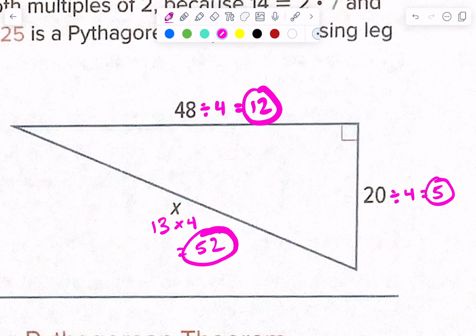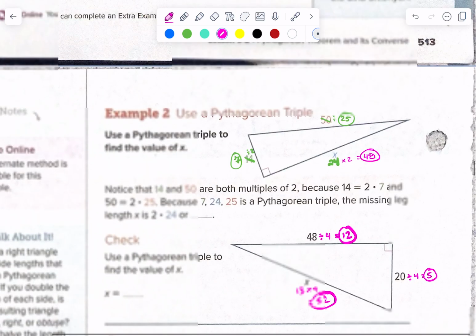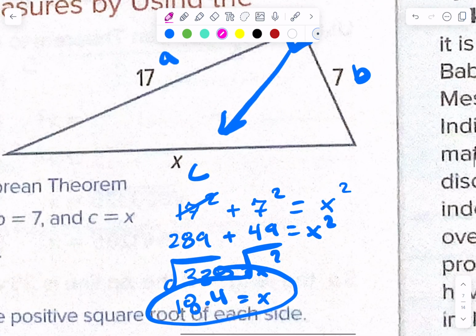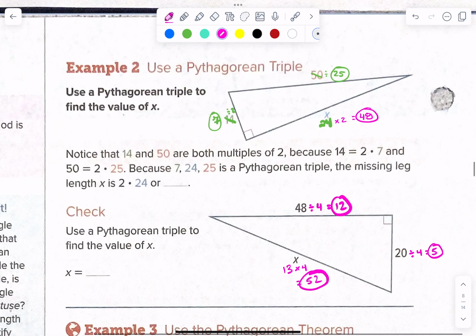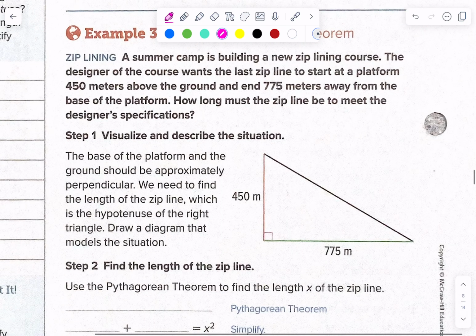Does that make sense? Knowing those makes it go really fast. Instead of having to do a squared, b squared, c squared the whole time, you can just do that shortcut. Now again, sometimes it might come out to be where you have to actually get a decimal, and that's fine. But if you have ones that are really nice, you can use those triples to find them. Good? Okay, let's do example 3.